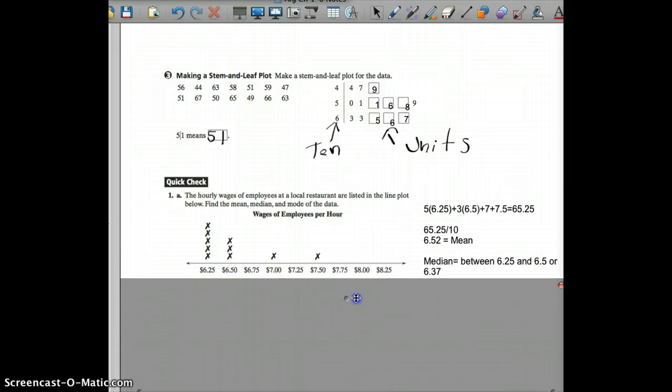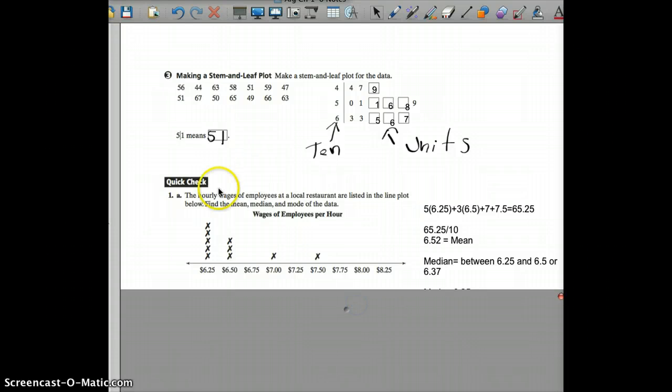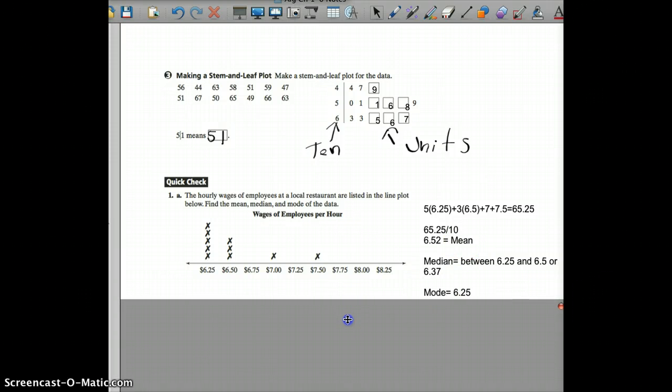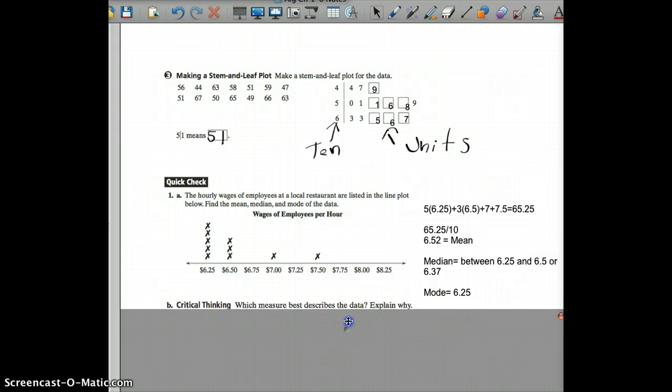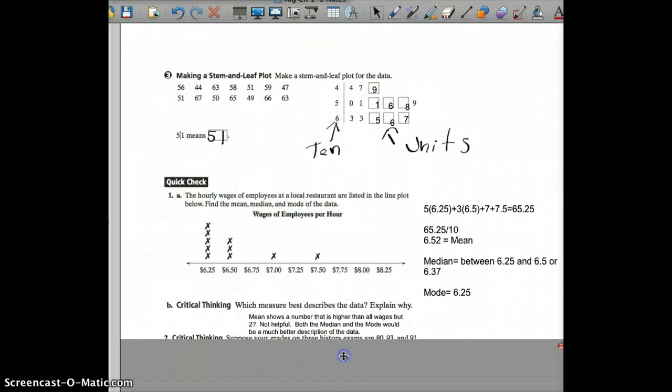So we're looking at the graph, and we want to figure out which is the better set of data here. If we find the mean, our mean is 652. Our median is going to be between 625 and 650, or 637, and then our mode is 625. So now, which measure best describes this data, and explain why? I could probably be convinced by a couple of them.